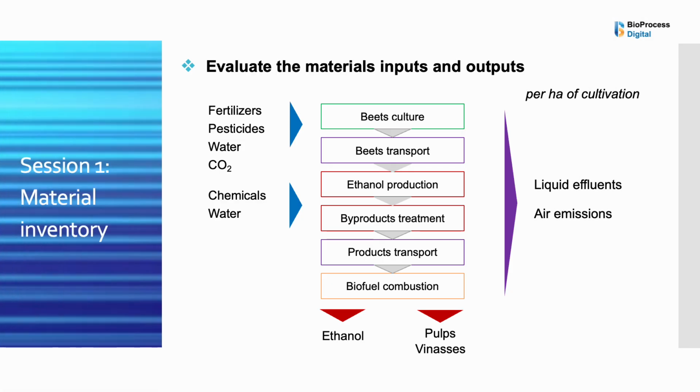In Session 1, you will evaluate the bioethanol life cycle material inventory per hectare of beets culture. It includes the quantities of chemicals, water, and CO2 used, the quantities of products and byproducts generated, the quantities of liquid wastes, as well as of air emissions.